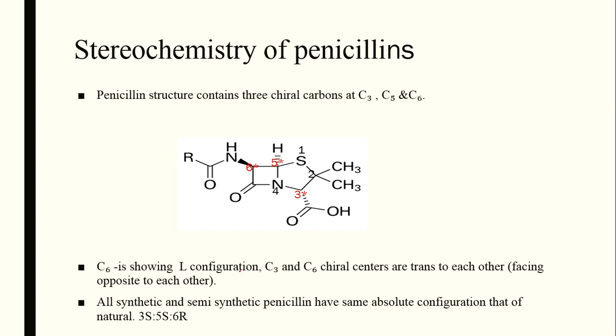C6 is showing L configuration. C5 and C6 chiral centers are trans to each other. What is trans? Trans to each other means facing opposite to each other. All synthetic and semi-synthetic penicillins have the same absolute configuration as the general structure of natural penicillin, that is 3S, 5R, 6R. We have studied R and S configuration, or absolute configuration, in organic chemistry. So based on that, we are giving the absolute configuration as 3S, 5R and 6R.